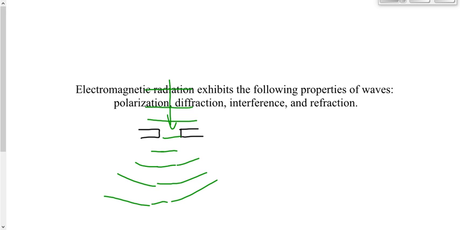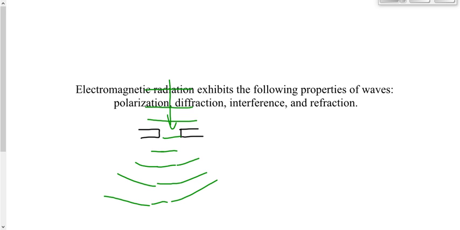In EMR or light, when I say light, I mean EMR, right? Because we can't see all kinds of EMR, but we still call it light. Just because we can't see it doesn't mean it's not light. Radio waves are a type of light. Gamma rays are a type of light. When light comes upon this opening, goes through, it spreads out, it diffracts. That's a property of waves. But since light exhibits that property, then light must be a wave, right?